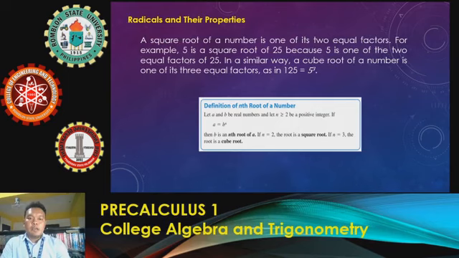Then, radicals and their properties. So, a square root of a number is one of its two equal factors. So, yun po yung square root. So, 5 times 5 is 25. So, isa siya sa mga perfect square po.